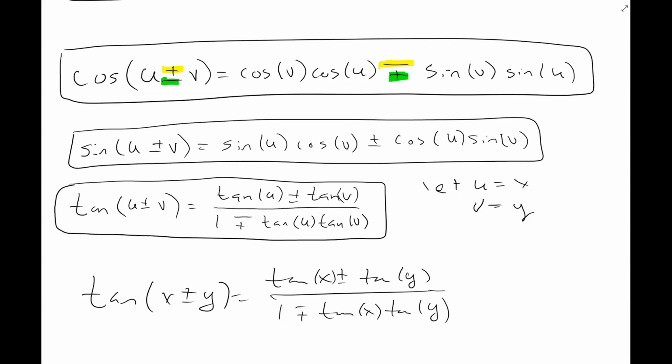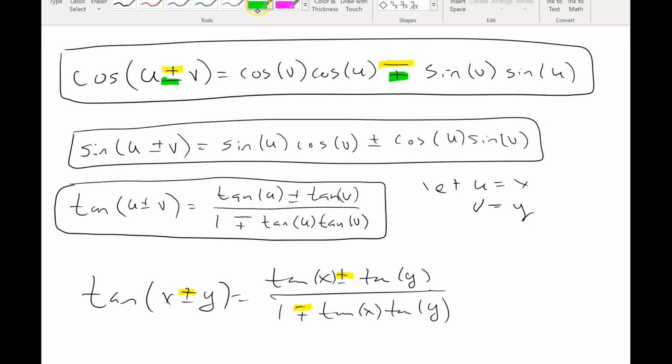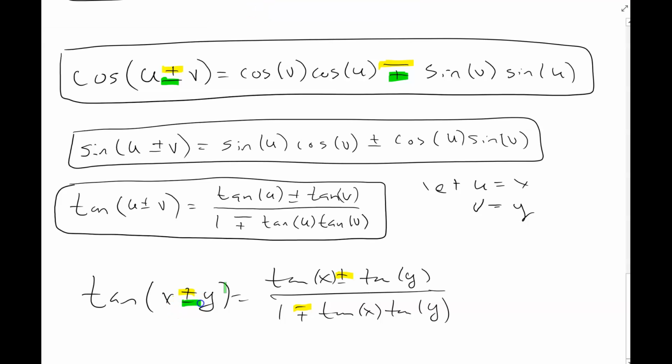So what we're doing is writing both formulas at the same time here. If I want to use tan of x plus y, I use the sign on top. If I wanted to do tan of x minus y, I'm going to use the sign on the bottom. So this is just two different formulas we've written as one statement.